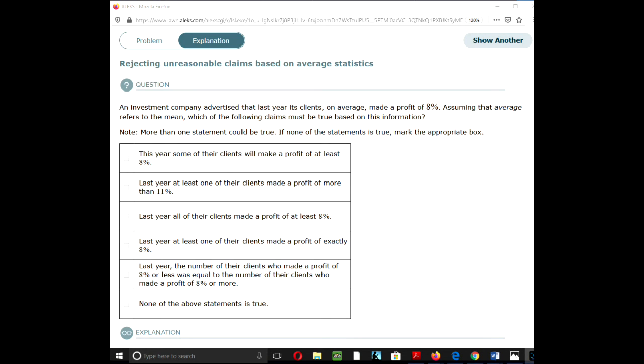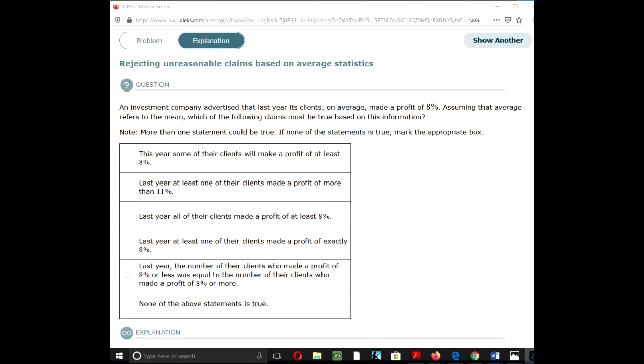Rejecting unreasonable claims based on the average statistics. An investment company advertised that last year its clients on average made a profit of 8%. Assuming that average refers to the mean, which of the following claims must be true based on the information? Note, more than one statement could be true. If none of the statements is true, mark the box appropriately.